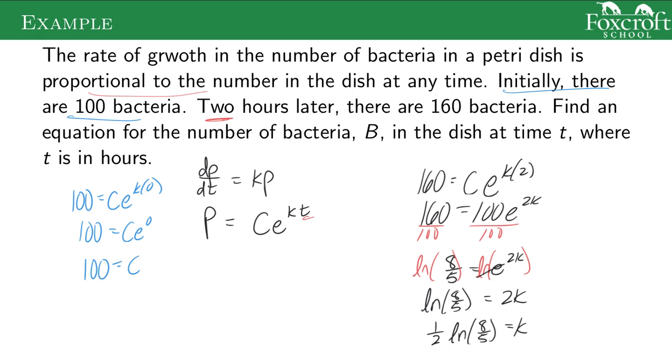All right, so now our final answer is the population of these bacteria. They use B for the number of bacteria. It is C, which was 100, and then k was 1/2 natural log of 8 over 5, times t. So that's kind of the AP style question where you have to know the basic solution, but then you use the other information to figure out what the values of C and k are.